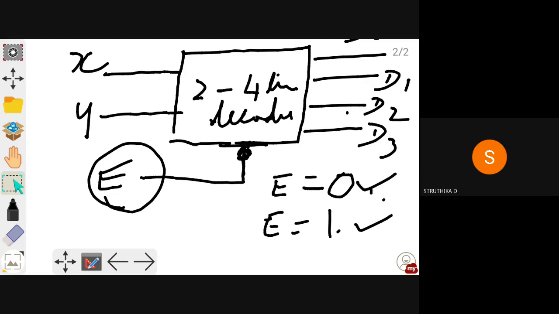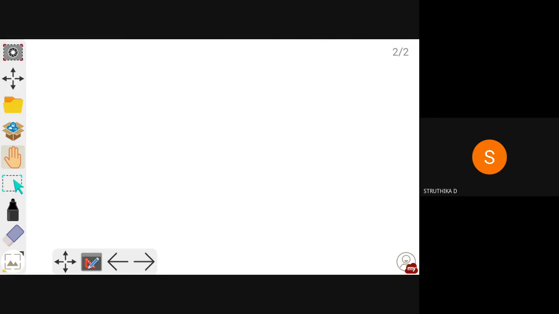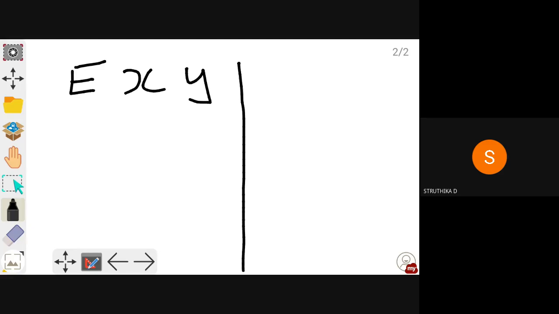So is it clear? I am going to design a 2 to 4 line decoder using an enable input, and I said I am going to design it using NAND gates. So this is the block diagram. Now I am going to write the truth table. The first input is the enable input, the next inputs are X and Y, and the outputs will be four: D0, D1, D2 and D3.